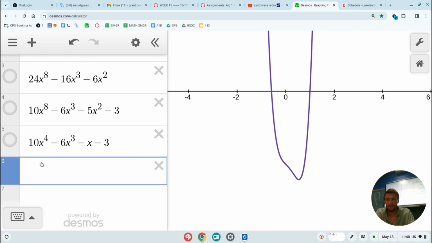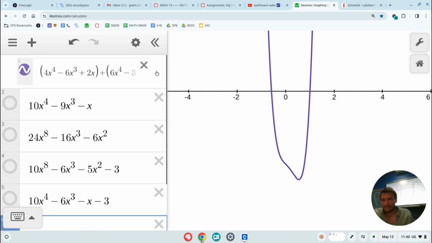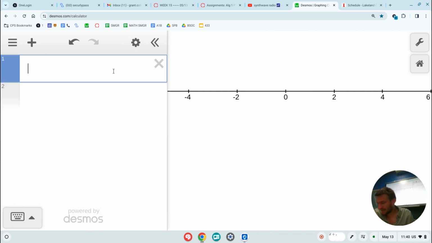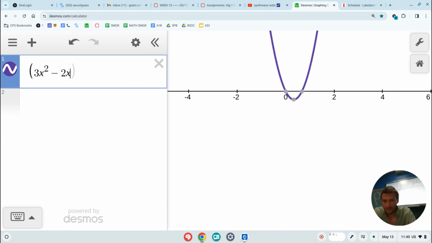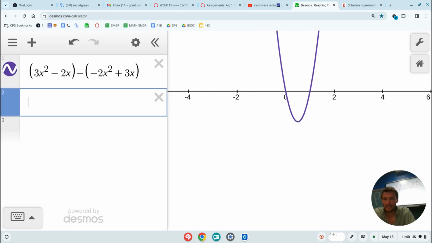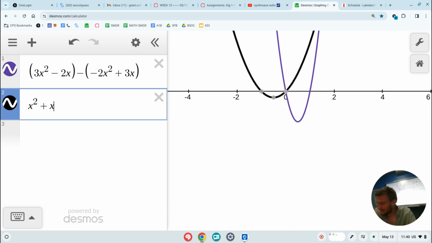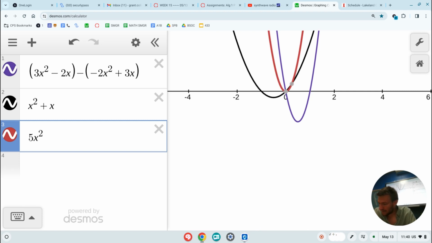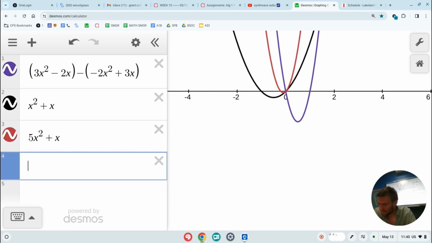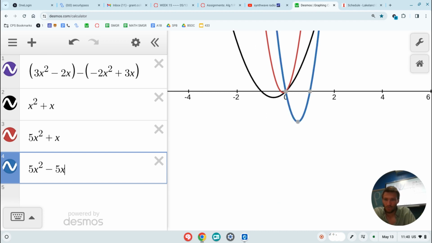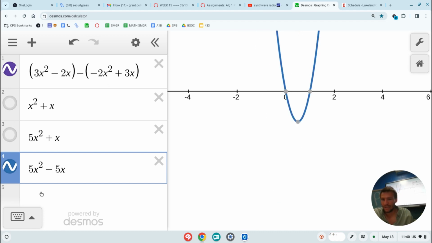Last one, it says simplify. So you know what? Type it in, type the answers. Very last question. Parentheses, 3x, shift 6, 2 minus 2x, parentheses, minus, parentheses, negative 2x squared plus 3x, parentheses. And let me type the answers in. X squared plus x. No. 5x squared plus x. Nope. 5x squared minus 5x. Ooh, that one looked pretty good.